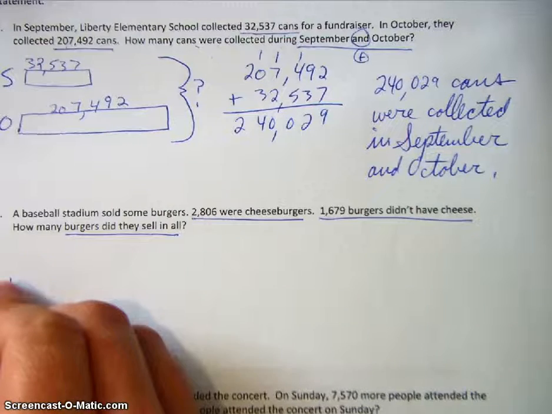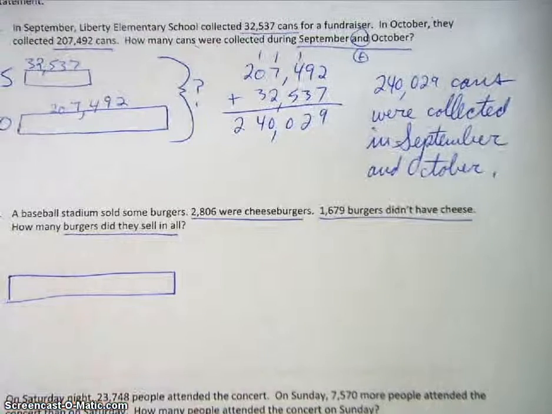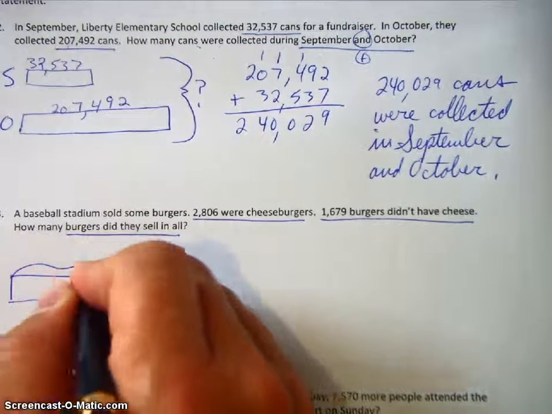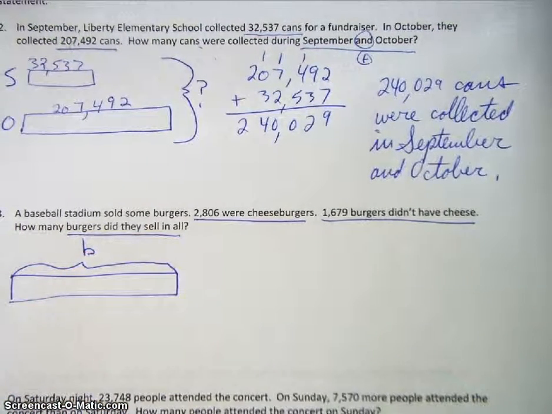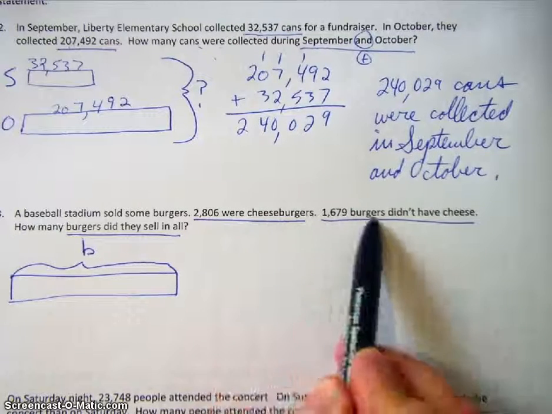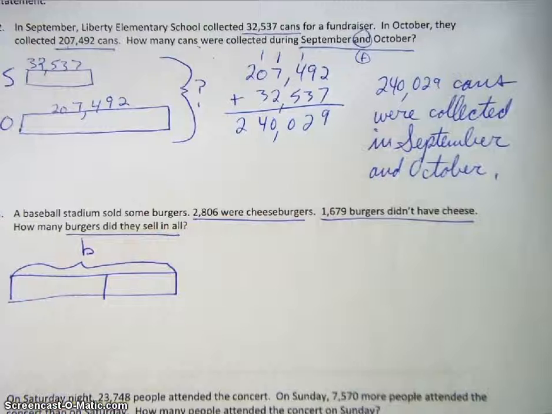Okay, so this time I'm going to make one bar for my tape diagram. Okay, because we're trying to find the total number of burgers. Cheese and no cheese. So I'm going to label this as a B for burgers. Now we know that we have 2 different kinds of burgers. So I'm going to separate this into 2 sections.